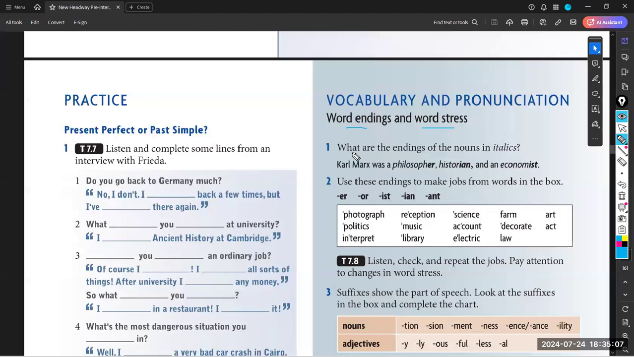Now, number one is saying, what are the endings of the nouns in italics? So we notice that here, ER, the two letters, are written in italics. The IAN are written in italics, and IST again are written in italics. Now, what do you think about these endings? What can we call these?